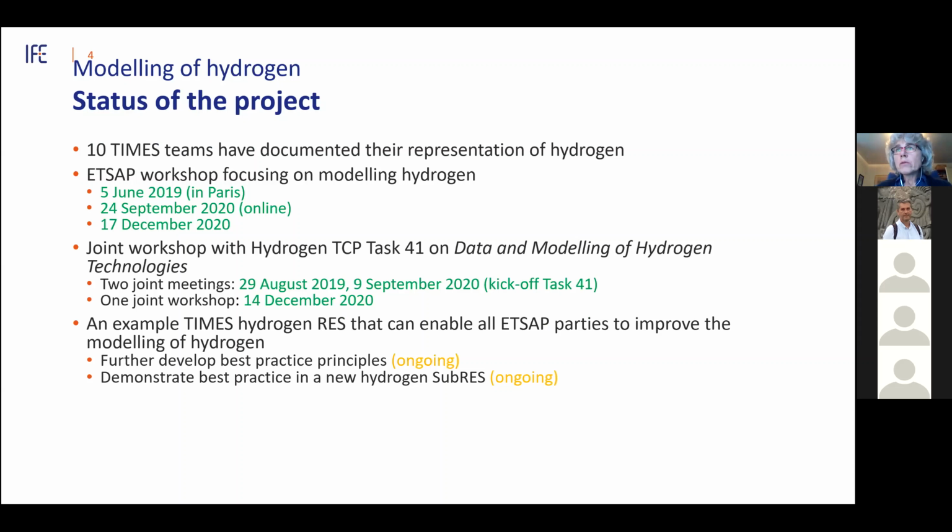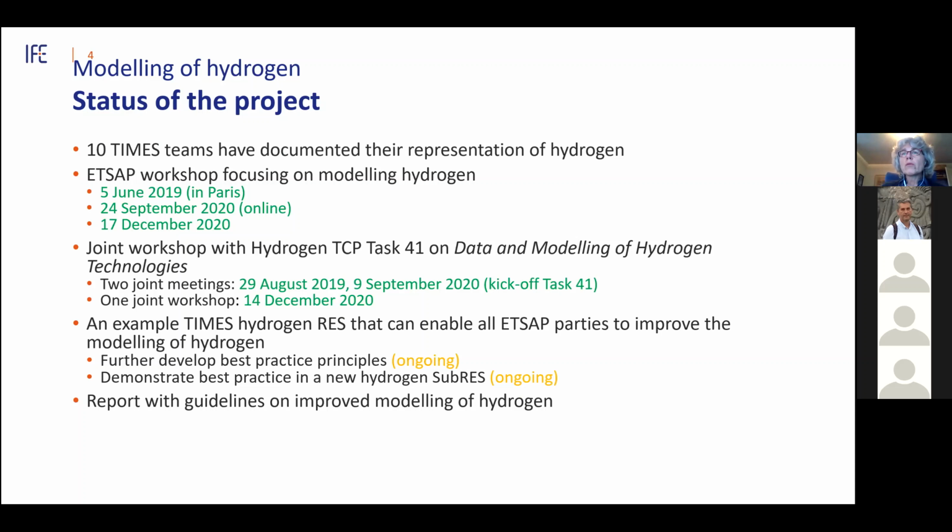So one of the other deliverables was that we should develop a TIMES hydrogen RES, which could enable all the ETSAP parties and participants to improve their modeling of hydrogen. And this is in yellow because it's ongoing. We are not quite finalized with developing this, but we will further develop the best practice principles for a sub-RES and demonstrate this, so it can be used both in global and national models.